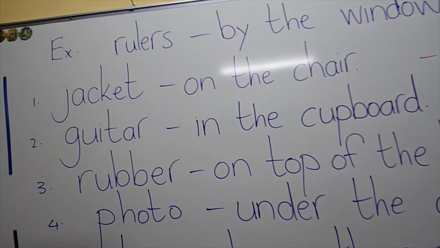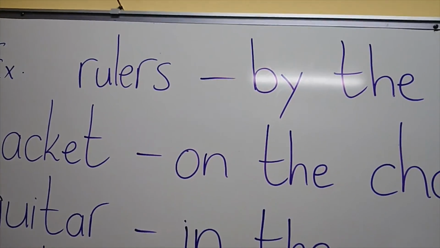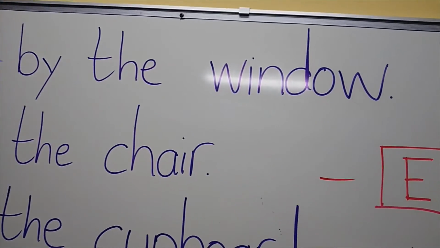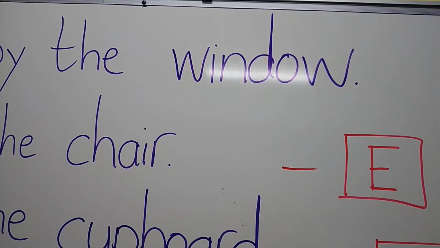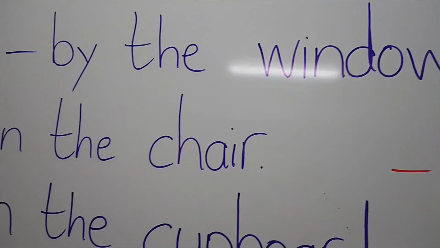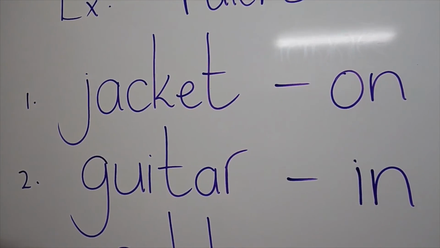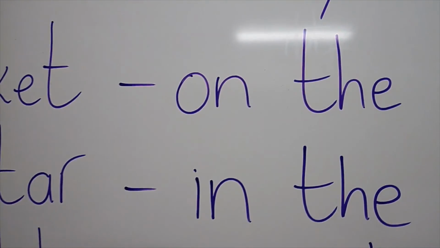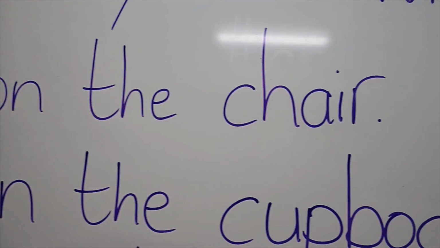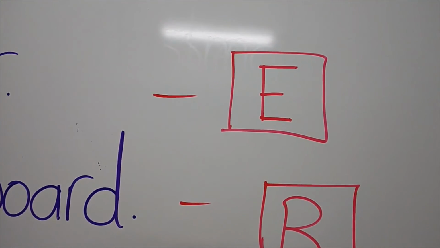Okay? All right, let's do the example first. You've got rulers by the window. Okay, by the window. Then number 1, jacket on the chair. And what's the answer? E.